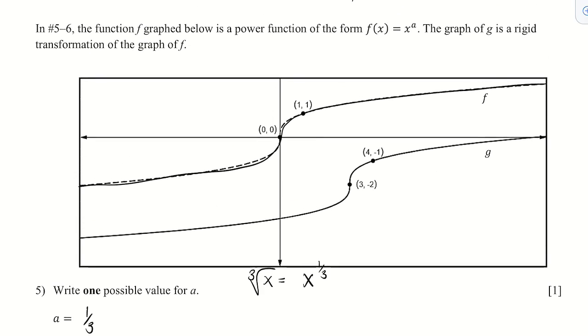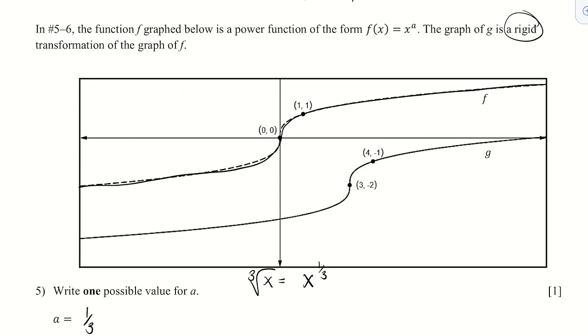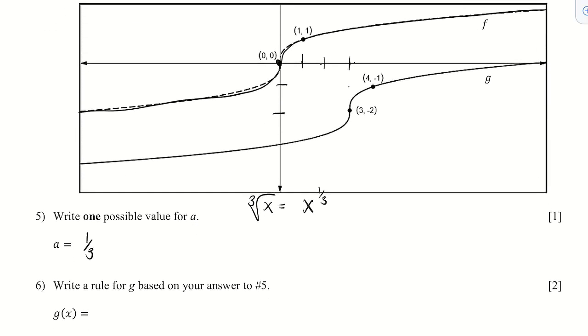The next thing that I notice here, it says write a rule for g based on the answer from number 5. So the hint here is that it is a rigid transformation. So that means I'm going 1, 2, 3 units over, and then it looks like I'm going 1, 2 units down. So from this origin, 1, 2, 3, and then 2 units down.